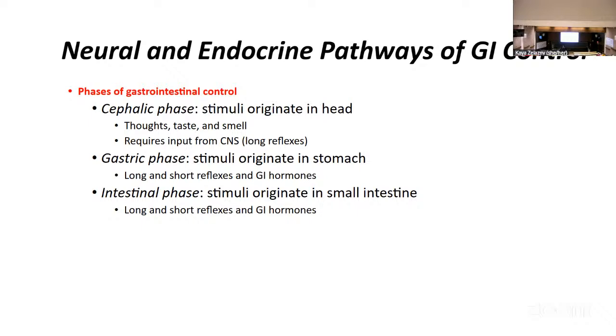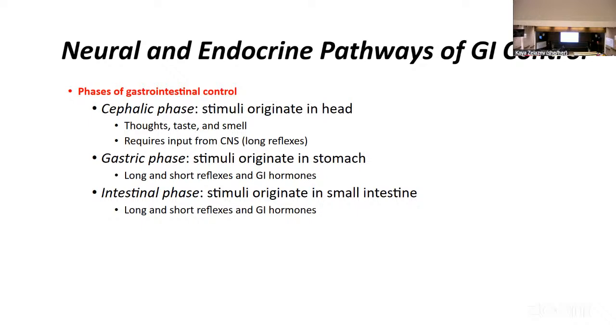Short reflexes are going to be kind of like when we've spoken about local control before or intrinsic control. Short reflexes are going to be things happening right in that general type of area. So like if you have a gastric phase stimulus coming from the stomach that's acting on the stomach itself, that would be a short reflex. If you have it going all the way through your systemic circulation and up to your brain, that would be longer. Okay.